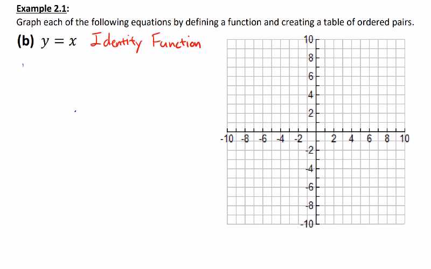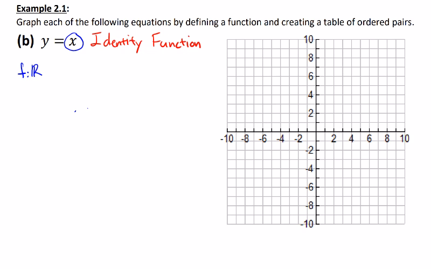But let's first define a function using the largest possible domain. And I'm not going to be terribly creative in this example. I'm just going to call everything f. And it just so happens the domain here is going to be all real numbers, just like with the constant function.